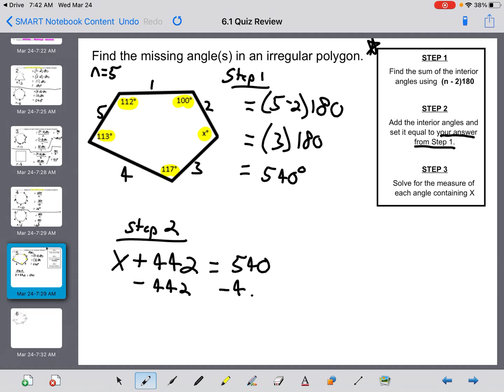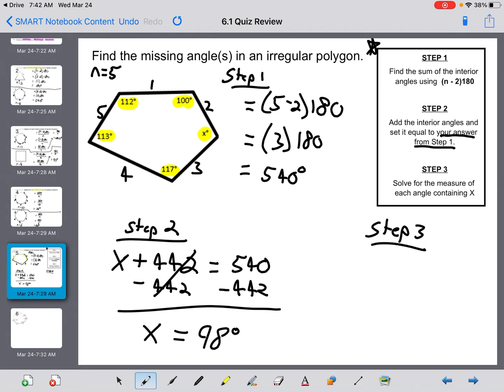Here we have a one-step equation this time. Minus 442 on both sides, and x is equal to 540 minus 442, which is 98 degrees. Step 3. Solve for the measure of each angle containing an x. Well, this one we have right here, and it's just plain old x, so x equals, and we already found that x is 98 degrees. Okay, step 3 for this type of question, not so bad.